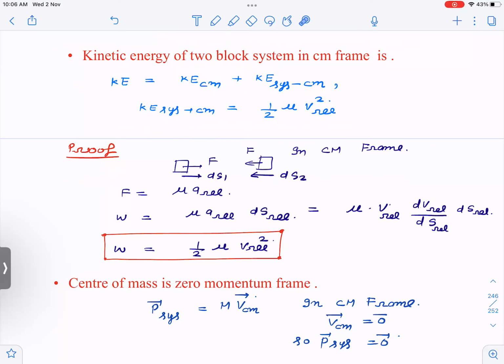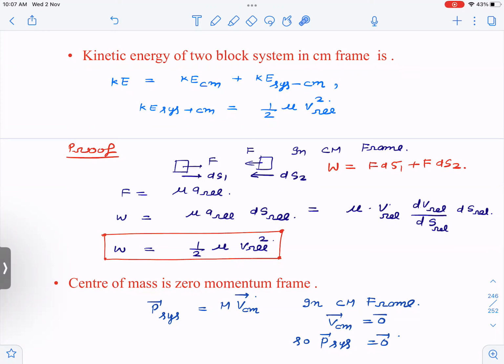Suppose again a two block system in the CM frame, with forces F and F like this, net force has to be zero. Suppose this displaces by ds1 and this displaces by ds2, masses m1 and m2. Then the work done by force F, where F is mu a relative, which we just did, W is equal to F ds1 plus F ds2, right? Now F dot ds here is cos 0, and here also cos 0. So F into ds1 plus ds2, which I am writing as ds relative, the relative displacement. So W is mu a relative into ds relative.